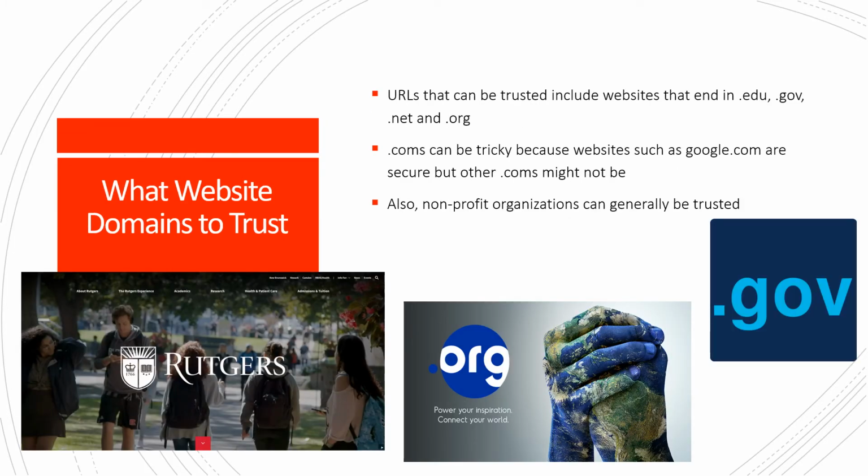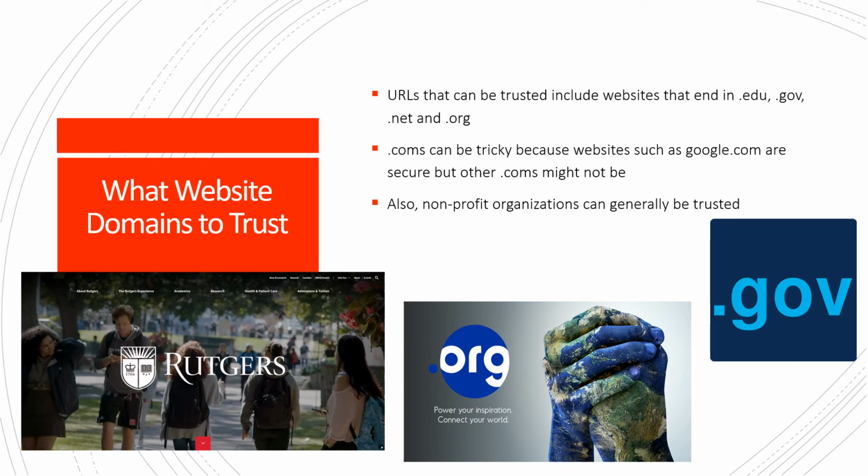An easy and simple tell to stay away from websites that cannot be trusted would be to look at their URLs. Most commonly, URLs ending in .edu, .gov, .net, and .org can be trusted because these are usually utilized by governments, education systems, and academic institutions, and a majority of nonprofit organizations.